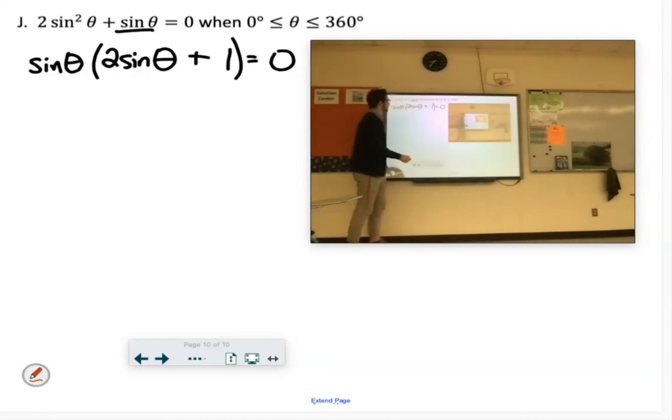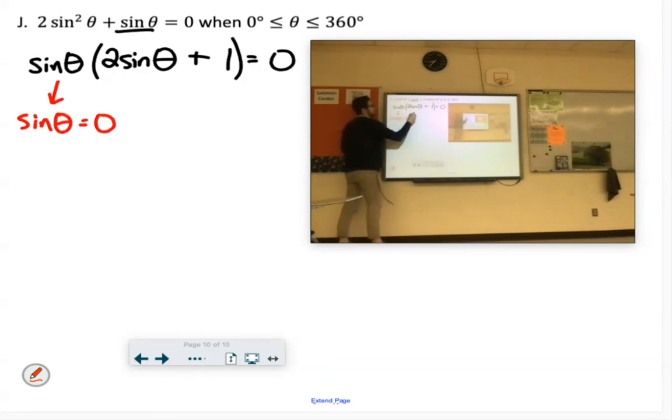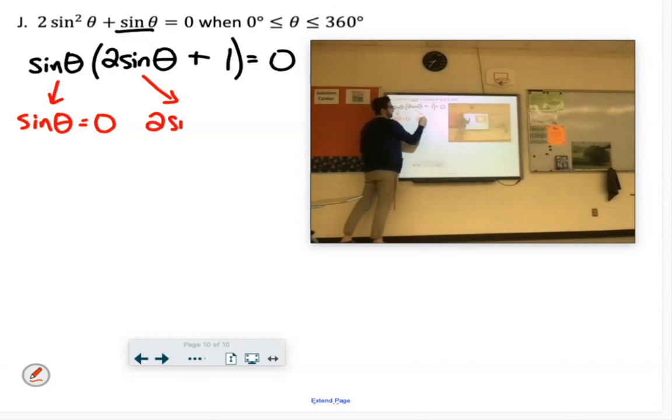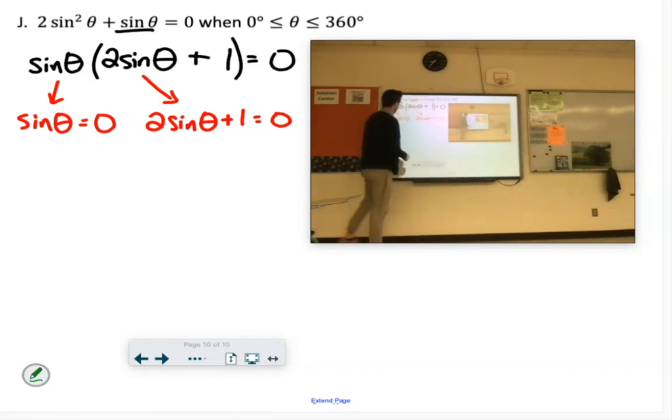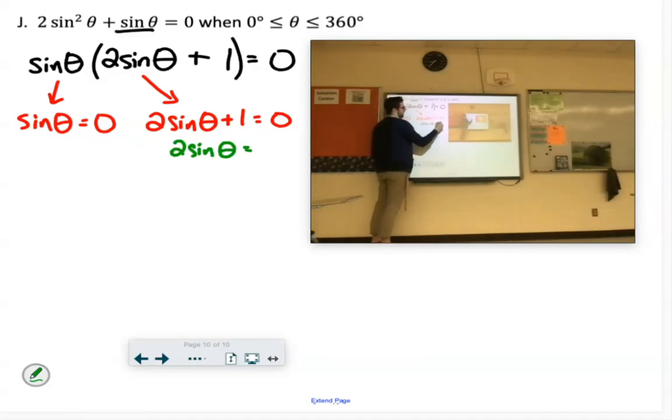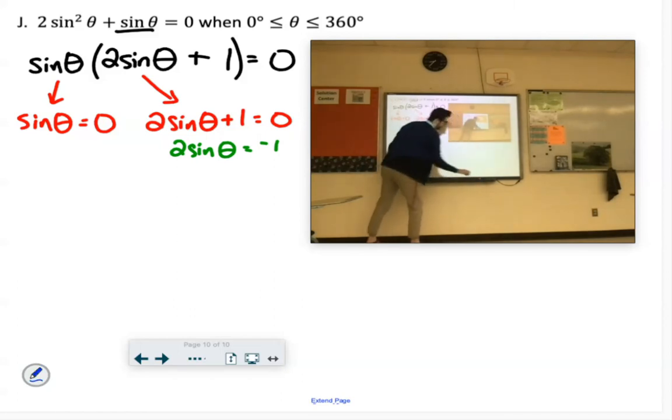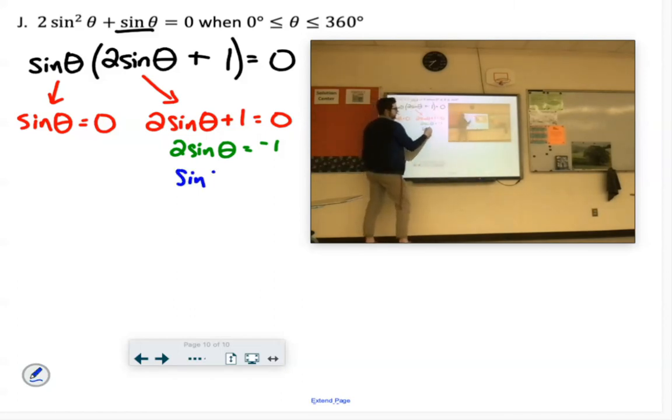Now we're going to set up our two equations. Sine of theta equals 0, and 2 sine theta plus 1 equals 0. Now, if you look, they're asking for it in degrees up there. All right, so here, sine of theta equals 0. We'll figure that out. That one's solved. We'll need to figure out the degrees here in a second. Here, we're going to have to subtract the 1. 2 sine of theta equals -1. And then we'll have to divide by 2. So sine of theta equals -1/2.